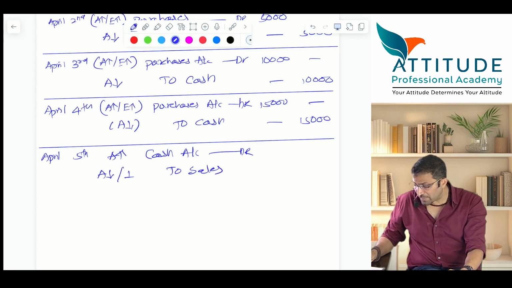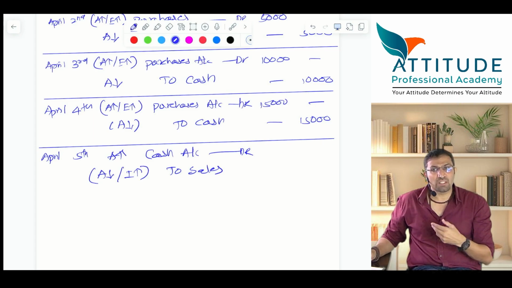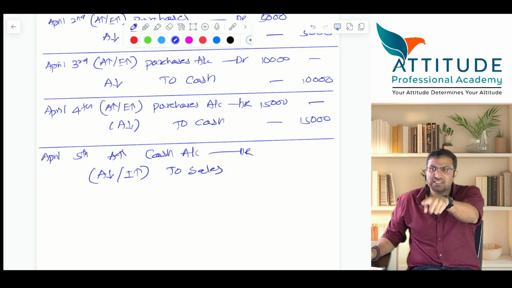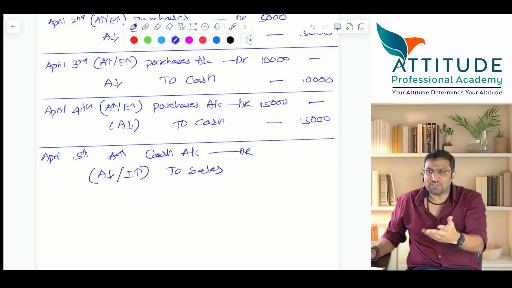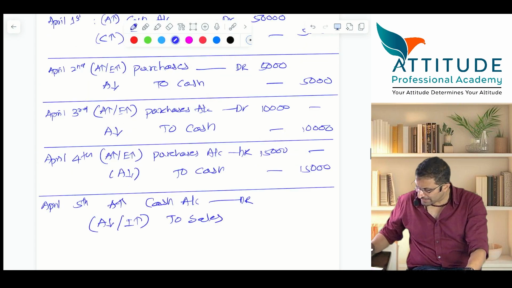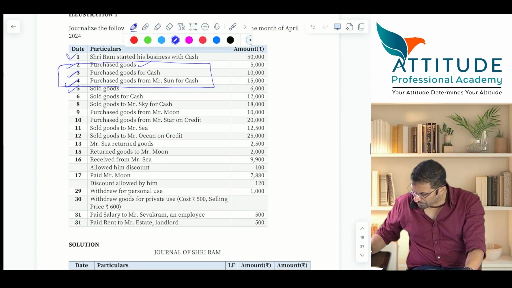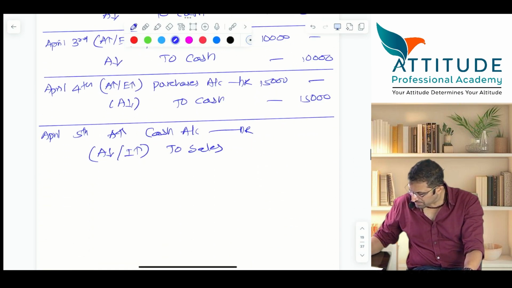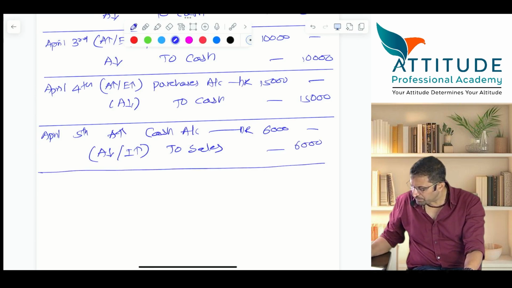You can also say income increases, because sales is my income. Is that clear? Both the rules are right. If income increases, it has to be credited. If asset reduces, it has to be credited. Is that clear? And this is goods worth rupees 6,000. Any difficulty up till here? Okay. Next, April 6th.